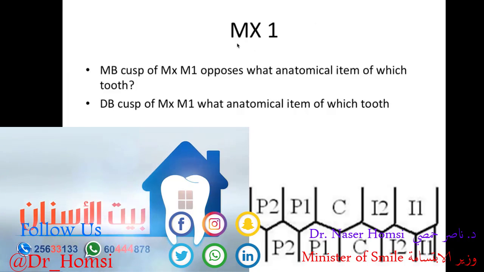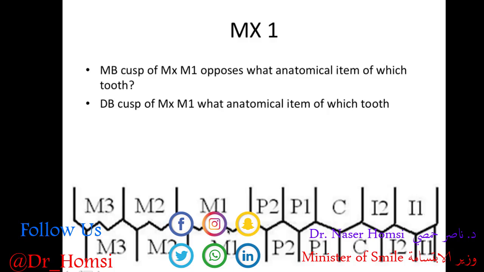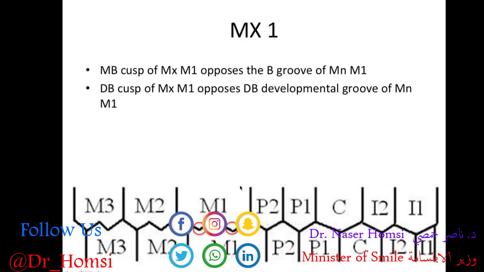A maxillary first molar. The mesiobuccal cusp of the maxillary first molar opposes which anatomical item of which tooth? And then a second question, the distal buccal cusp of the maxillary first molar opposes which anatomical item of which tooth? So pause it, figure that one out, and I'll move on to the next slide.